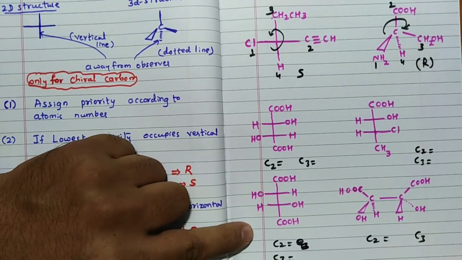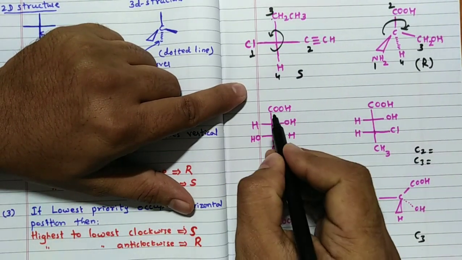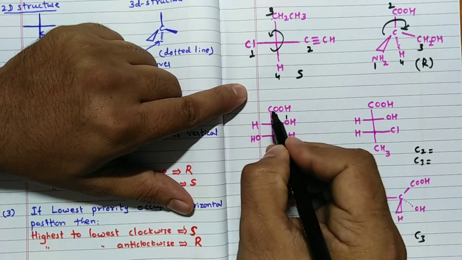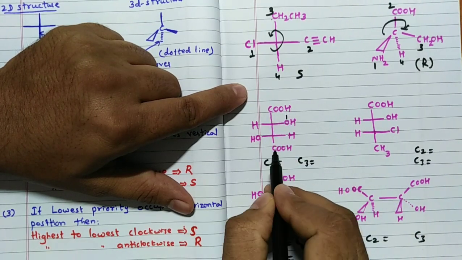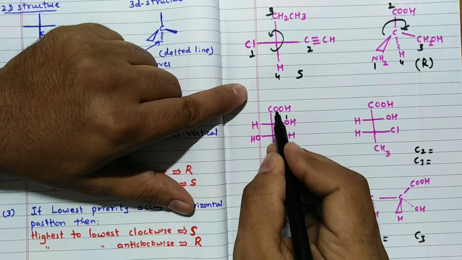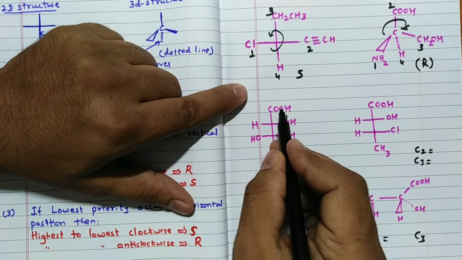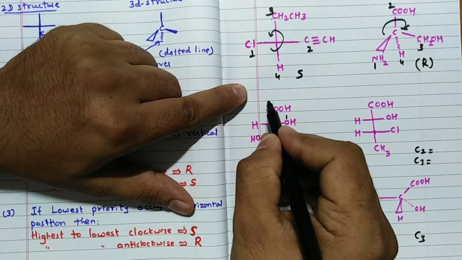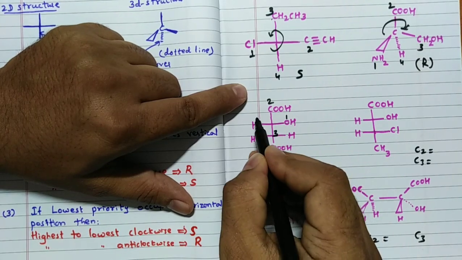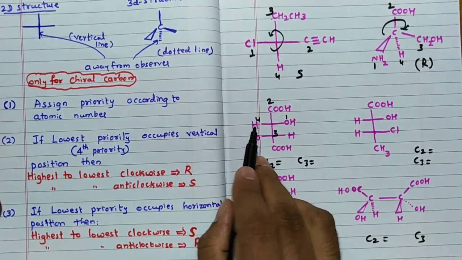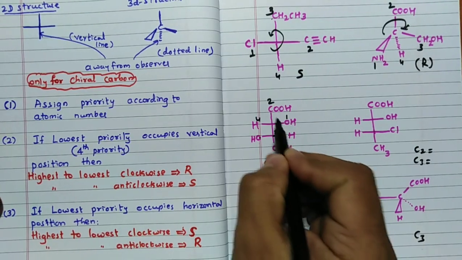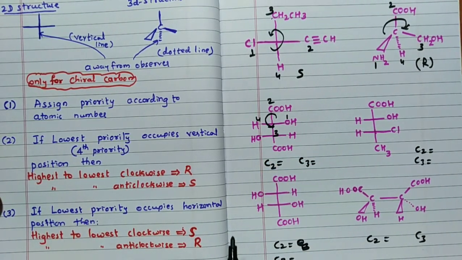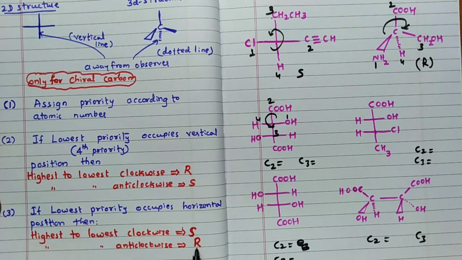Now, what you have to do is, first priority is oxygen, no doubt. Second priority is CO, and here COOH, H you have to consider. Here two oxygen atoms are directly attached, here one oxygen and one carbon are attached. So second priority is this, third priority is this, fourth priority is this. The fourth priority group is present in the horizontal position. So it is 1, 2, 3, anti-clockwise, horizontal position. So it is R. So it is C2 R.